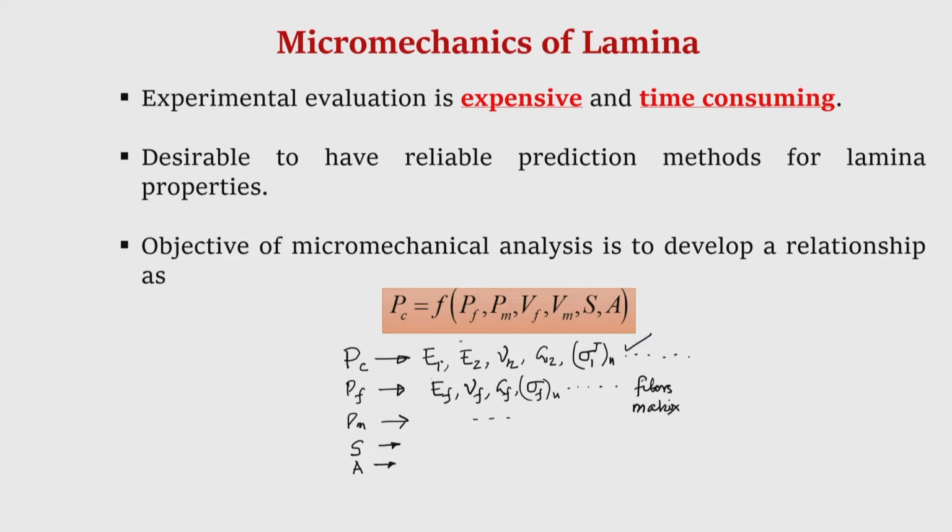So, as a function of these constituent properties, and this Vf, Vm are the volume fraction of the fiber and the volume fraction of the matrix, that means the relative proportions. So, the objective of the micromechanical analysis is actually to propose a relationship where the properties of the lamina could be obtained as a function of the corresponding properties of the fiber and the matrix and the relative proportions.